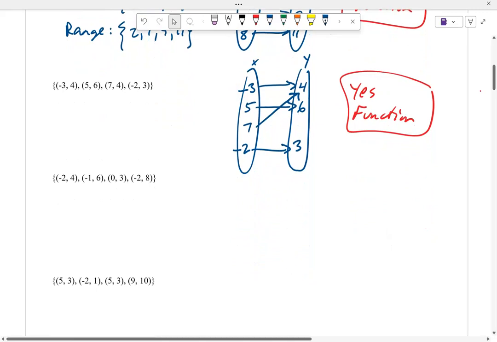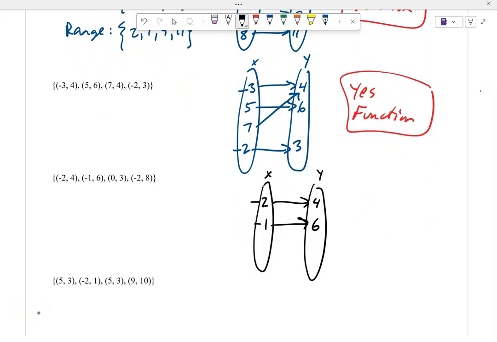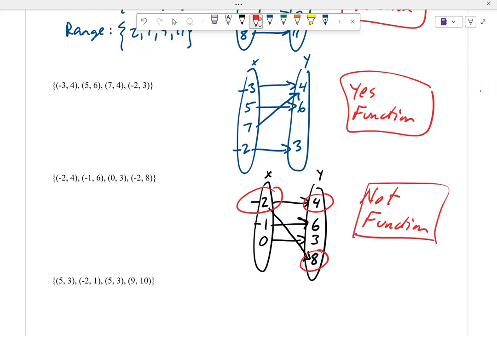Let's do the next mapping. I've mapped the first three ordered pairs: -2 goes to 4, -1 goes to 6, and 0 goes to 3. And then notice I have another -2. -2 also goes to 8. So now let's check, is this a function? Well, for this x, that -2, how many y's do I have? There's not just one y. This x has two y's. For every x, there can only be one y. So right away it failed. This is not a function.